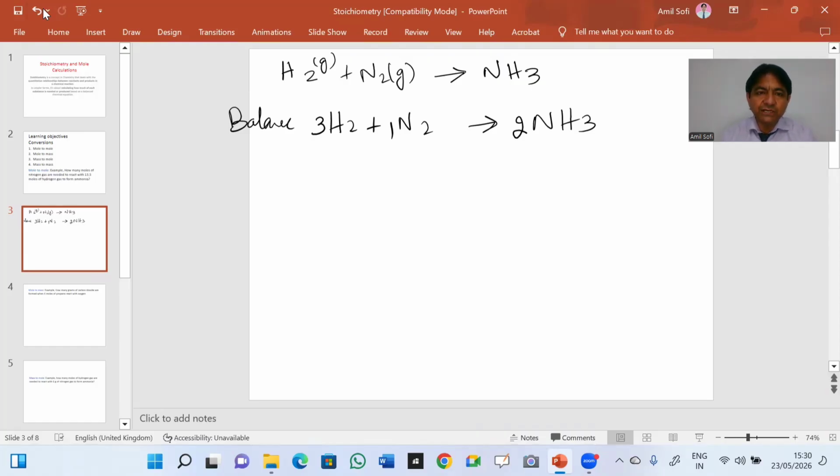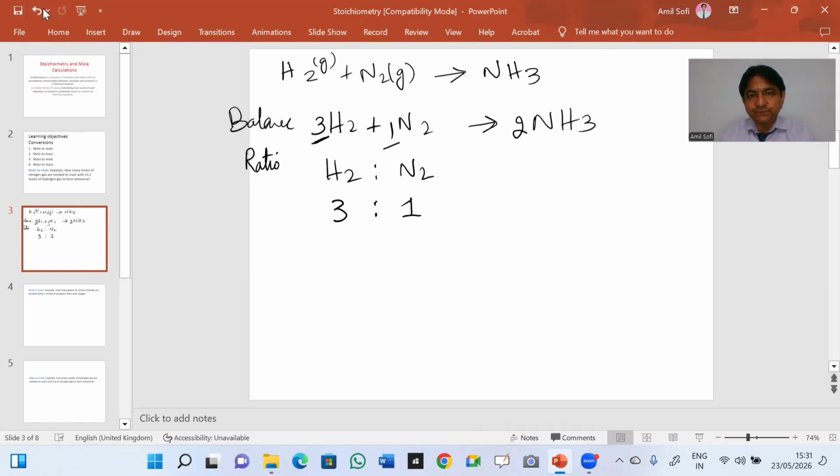Next step is we will write the ratio. We have to see what is the ratio of hydrogen to nitrogen. How can we find the ratio? We have to see the coefficients. Here the coefficient of hydrogen is 3, and the coefficient of nitrogen is 1. So we will write the ratio 3:1. So this is the ratio of hydrogen to nitrogen.